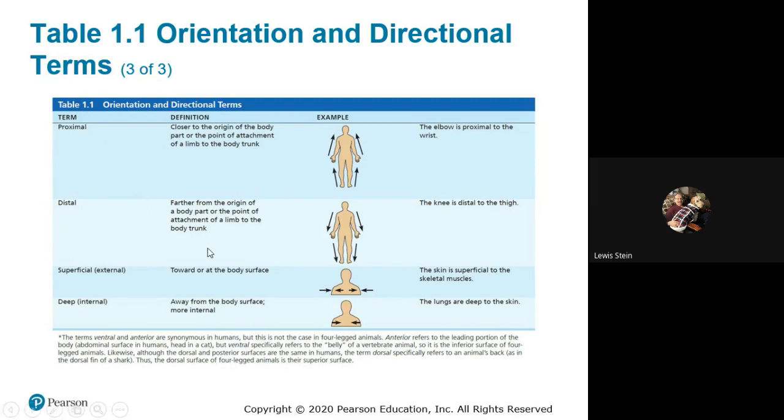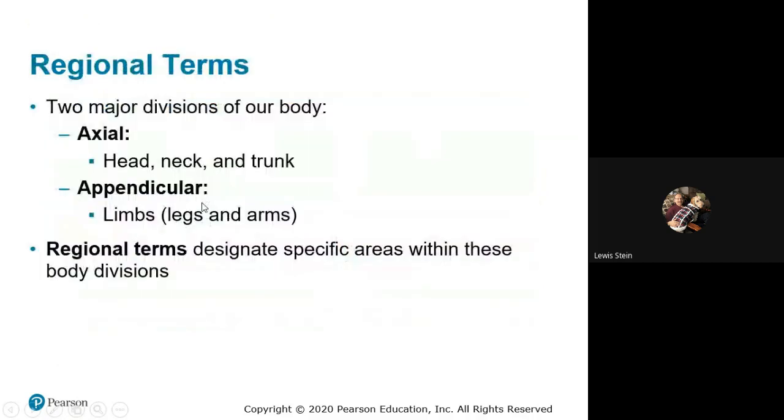Okay, to the surface: superficial, on the surface. Deep. So you think of somebody who's very superficial and somebody who's very deep. Or external and internal, they're somewhat self-explanatory. These are all relevant when you look at it. These are really critical terms for anatomy to understand.